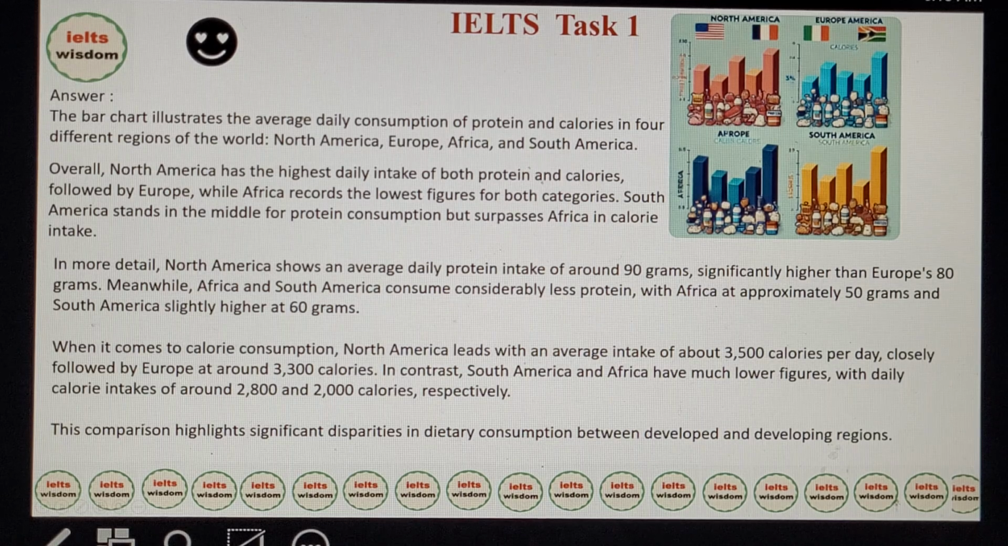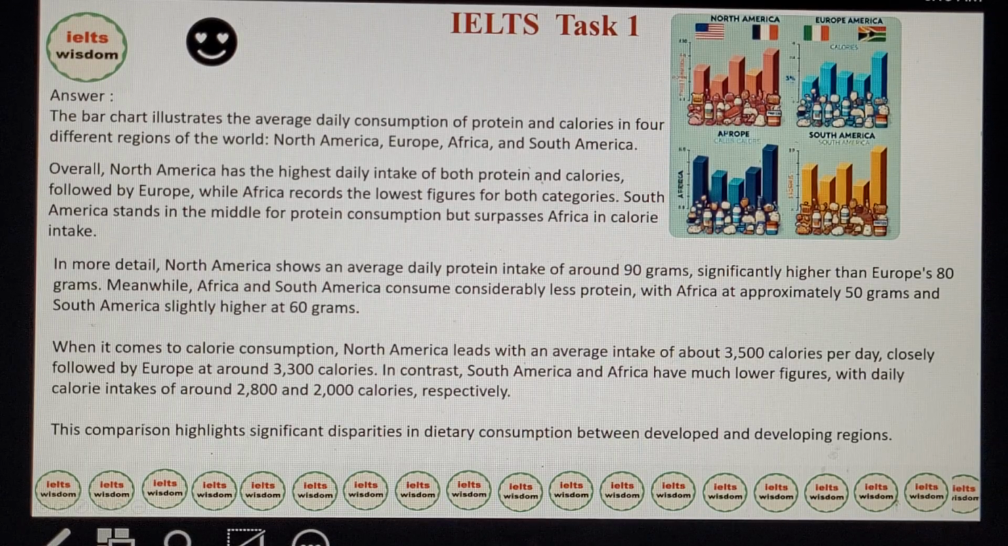In more detail, North America shows an average daily protein intake of around 90 grams, significantly higher. If you notice, significantly is a vocab word. Higher than Europe at 80 grams. Meanwhile, again a vocabulary word here, Africa and South America consume considerably less protein, with Africa at approximately 50 grams and South America slightly higher than 60 grams.